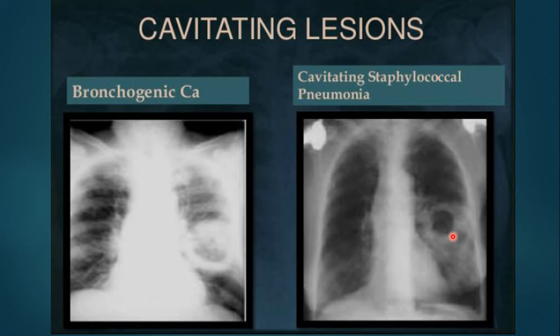Okay, here we need to know the clinical history. We need to find out about the lab tests of the patient, increased white blood cells, that can help us to narrow our differential from cavitating malignancy to cavitating abscess.